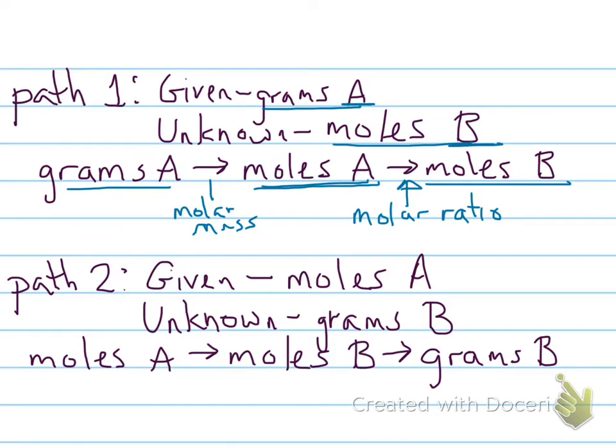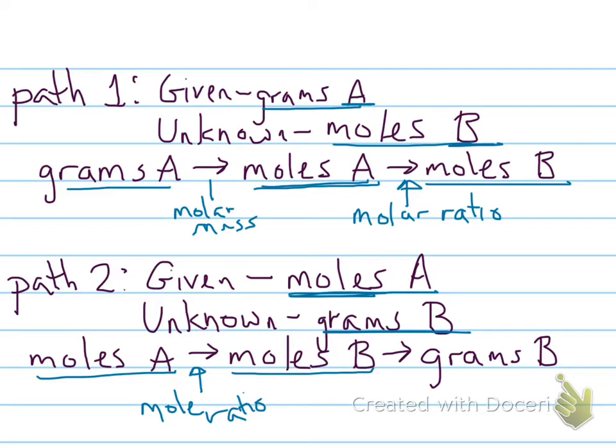chemical equation. The other option is if we're given moles of A, so not grams, but moles of A, and we're converting into grams of B. So now we're starting with moles of A, and we're converting it into moles of B. So first we would use our mole ratio, and then we are converting from moles of B into grams of B. So now we'd use our molar mass.